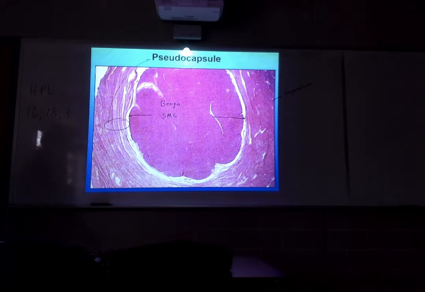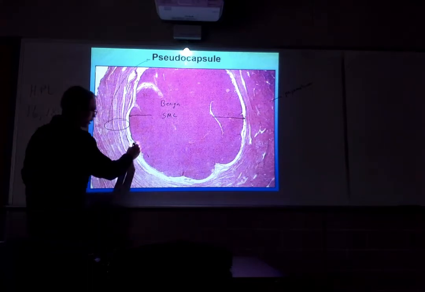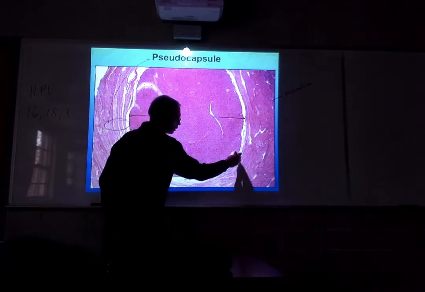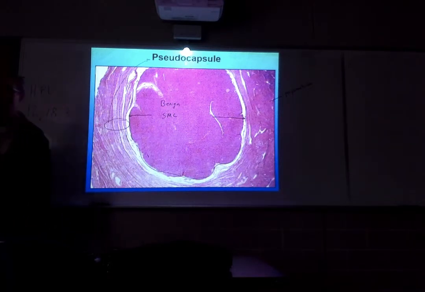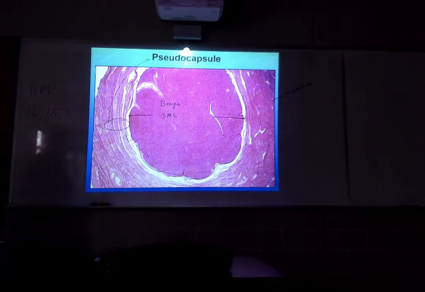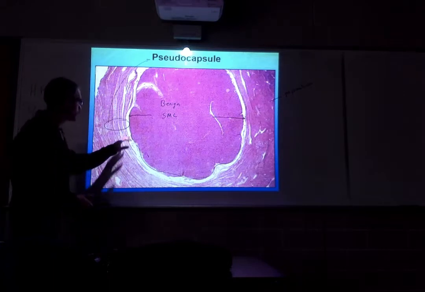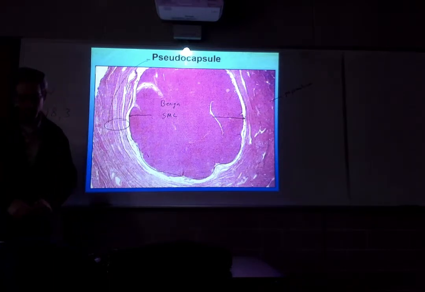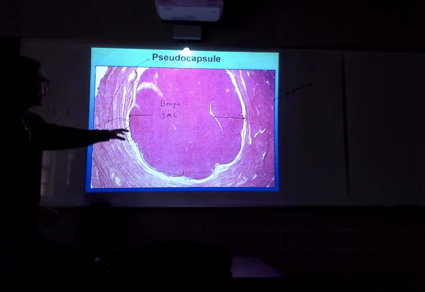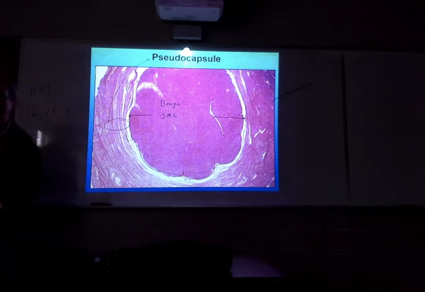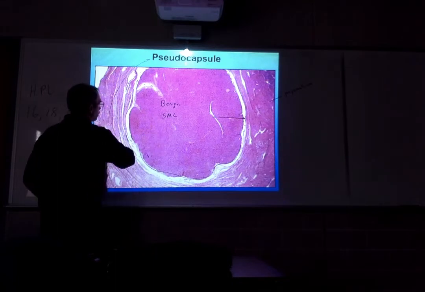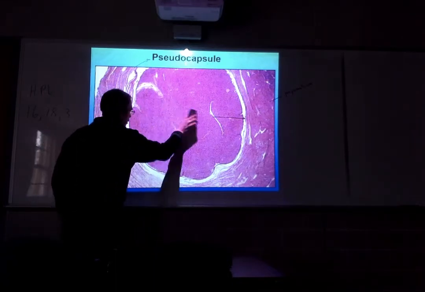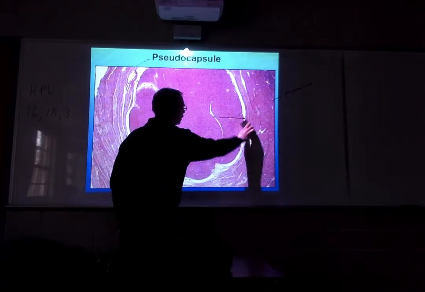Sharp boundaries. You'll also notice that the contour is not really irregular. It's kind of a smooth contour. That's because the cells aren't invading, making the boundaries irregular. So typically benign neoplasms are very sharply demarcated with smooth boundaries. That's a result of a failure of these cells to locally invade. Benign neoplasms do not invade.